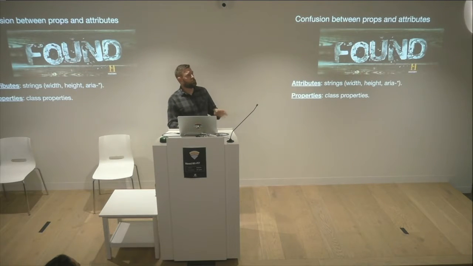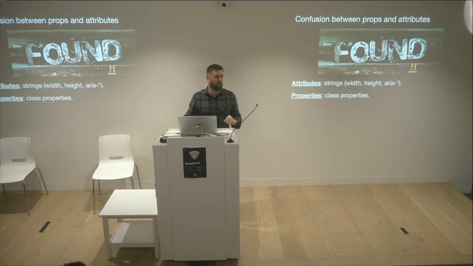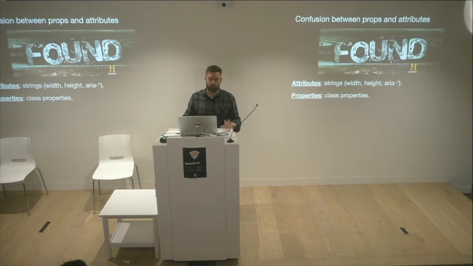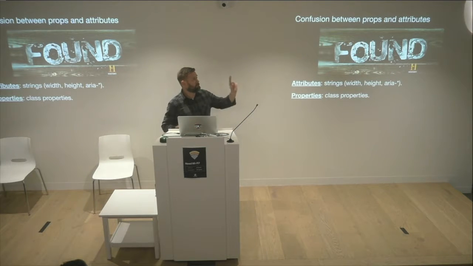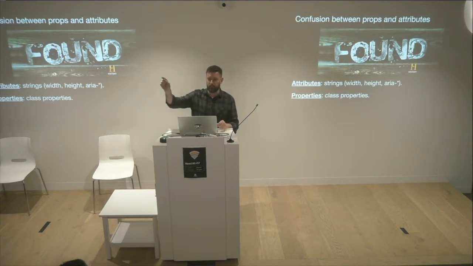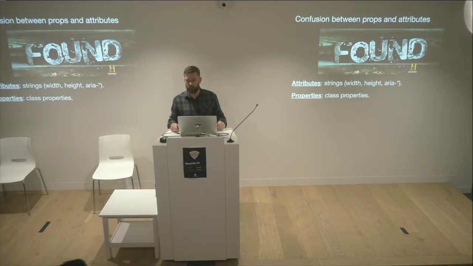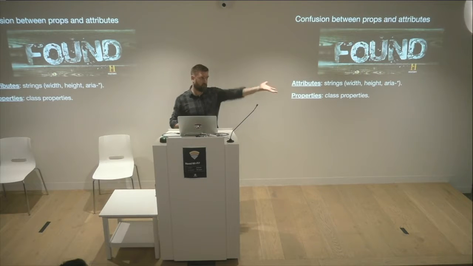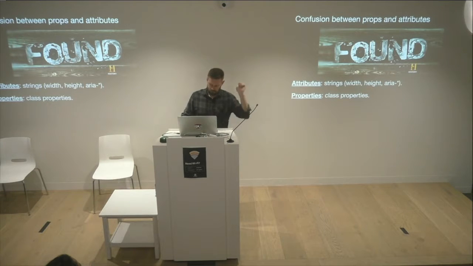Okay, the confusion between props and attributes. I may have subtly mentioned before that I was confused by this confusion, but I'm going to solve this one. Attributes are the little strings that you pass through. Width equals 200. Height equals, yeah? Properties are class properties. You call the class name dot property and pass it stuff. I don't know. If you were confused before, that's it. That's problem solved.